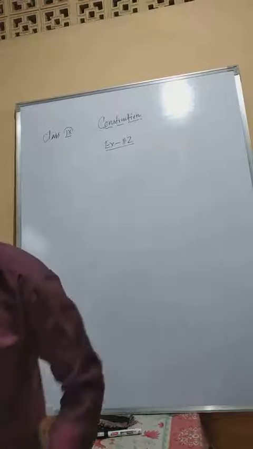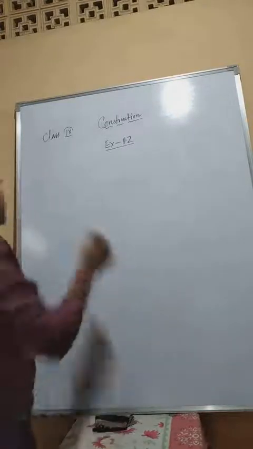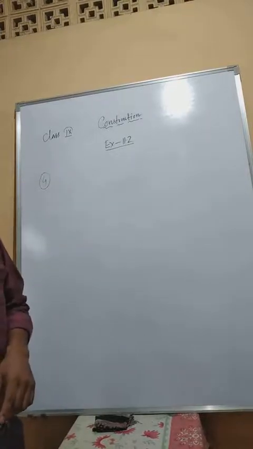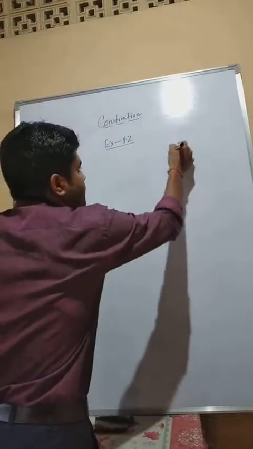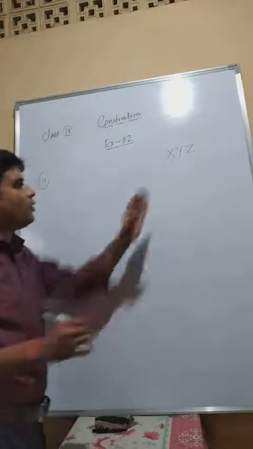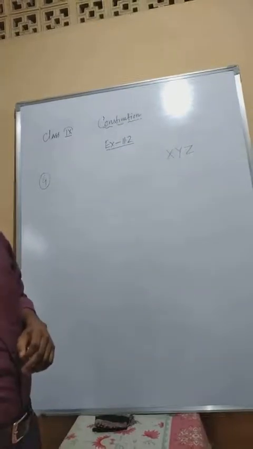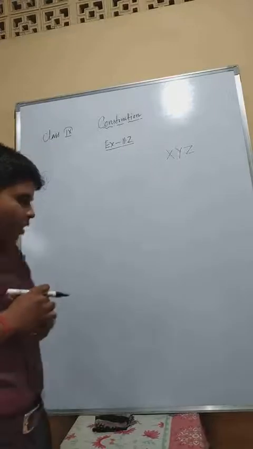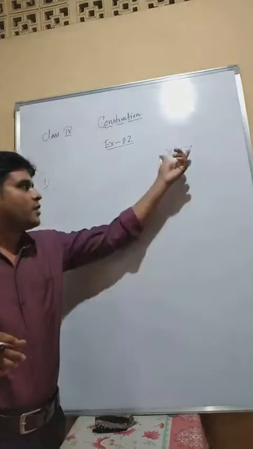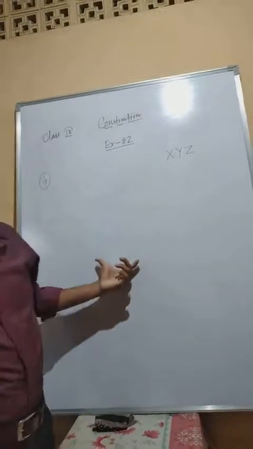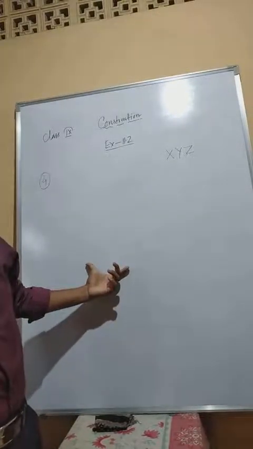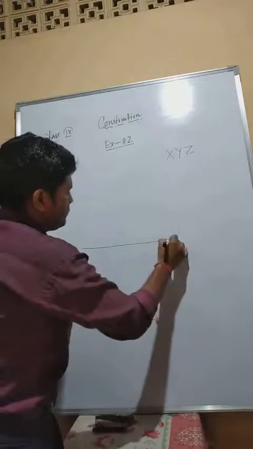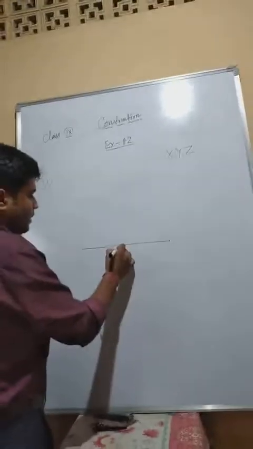Next, the last important one I'm going to solve. Number 4, you see, construct a triangle XYZ, where the base angles are given and the perimeter is given, 11 centimeter. So I am telling you one thing, you are going to draw the triangle XYZ now. First we have to take the base. The base is 11 centimeter.